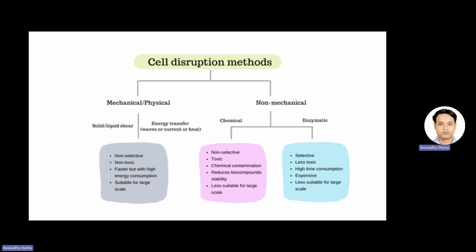Compared to that, the chemical and enzymatic methods. Chemicals are a lot of the time toxic, and sometimes not good for the protein also, and it's not that efficient at large scale. The same goes for enzymes, but the advantage of enzymes is that they are selective compared to the rest of the techniques. They selectively degrade the cell wall and cell membrane, are less toxic, and are also not harmful to the protein structure.